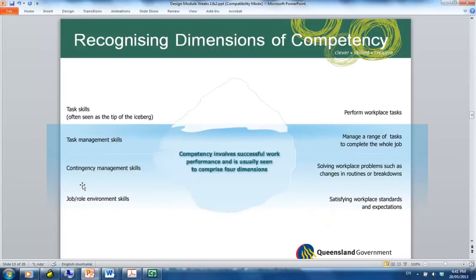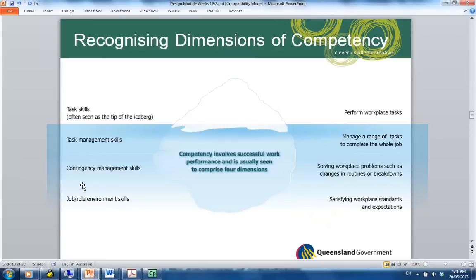They've built in contingency management skills within each unit, so there would be opportunities there to be solving workplace problems. In our Certificate 4 in Training and Assessment, some of those workplace problems were allowing for reasonable adjustment if a learner has specific needs. We've talked recently about OH&S and hazards and managing those problems. They're just 2 examples of that.